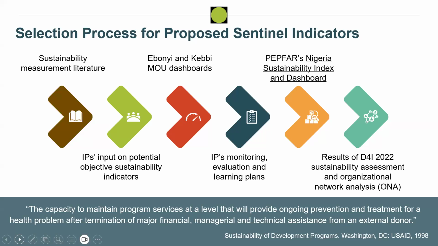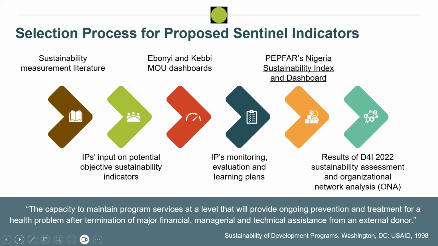The selection process we used to identify Sentinel indicators for sustainability was guided by the portfolio-level theory of change for the evaluation, the study's conceptual framework for the sustainability assessment that I just showed you, and reviews of several other resources. Specifically, we looked at the larger sustainability measurement literature. We also got input from implementing partners on potential objective sustainability indicators during one of our results review meetings.